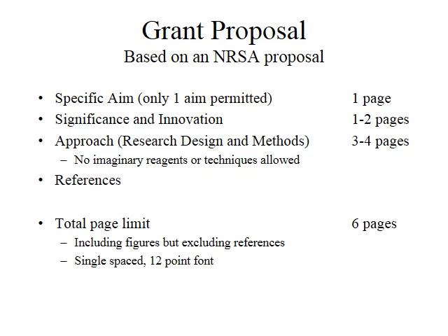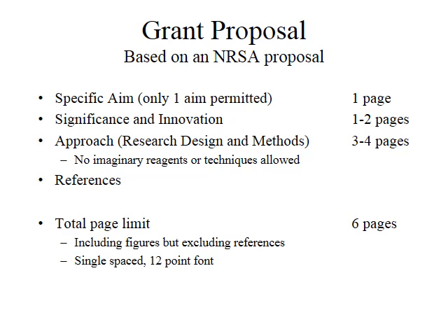This differs from the NRSA proposal and other proposals where you typically have 2 or 3 or even 4 aims, but we are limiting you to only a single specific aim. The significance and innovation section of the grant has a limit. You should try to write this section within 1 or 2 pages, and then the approach section, the longest section of the grant where you explain your experimental design, has a limit of 3 to 4 pages.